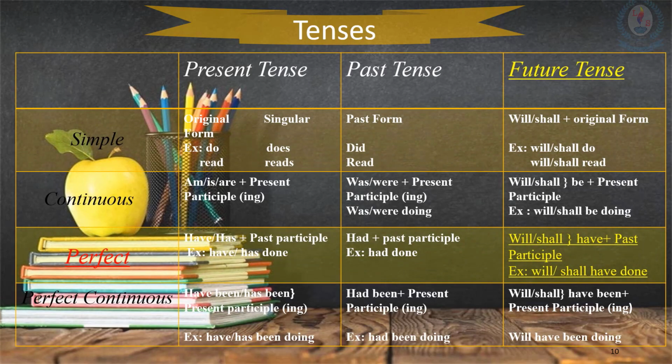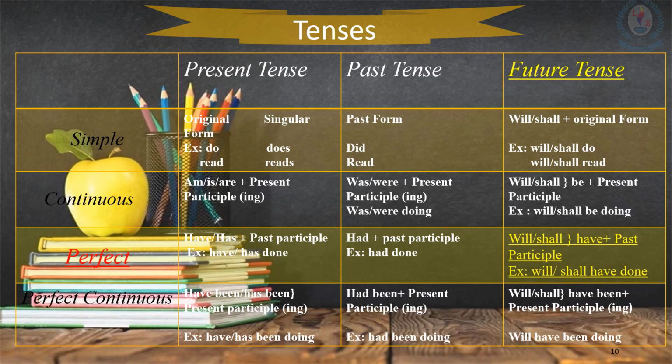Okay, look at this chart. Do you know what the 12 tenses are? Simple present tense, simple past tense, simple future tense. Present continuous, past continuous, future continuous. Present perfect tense, past perfect tense, future perfect tense. Present perfect continuous, past perfect continuous, future perfect continuous. These are the 12 tenses. So today I'm going to explain the future perfect tense.